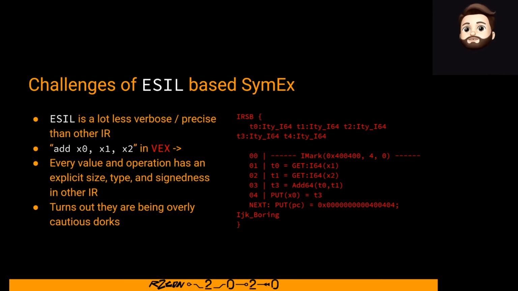You can see here, every value and operation has an explicit size and type and signedness, and this is very much true of many other intermediate representations. They're very strict with those qualities of each value. It turns out they're actually overly cautious. You don't really need all of this information explicit in every expression.